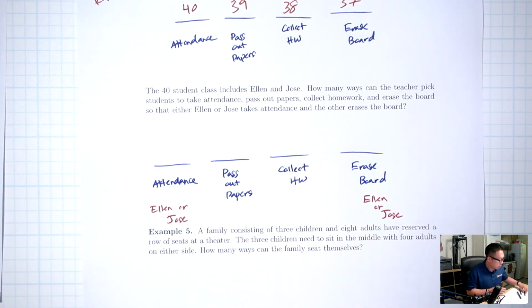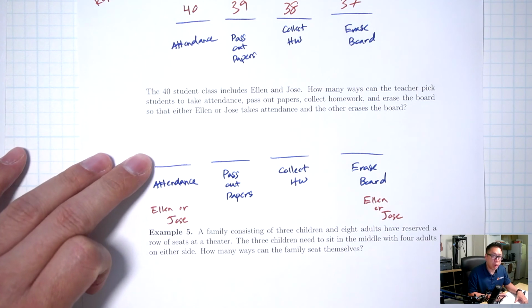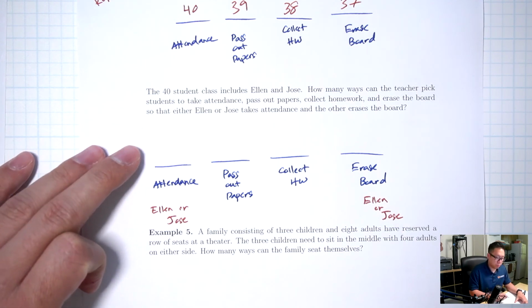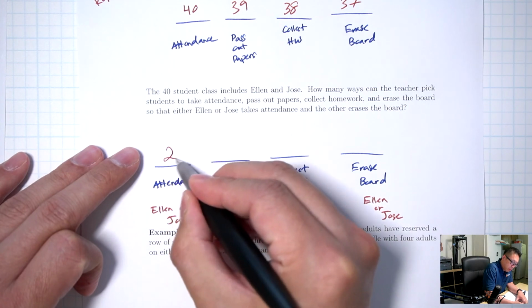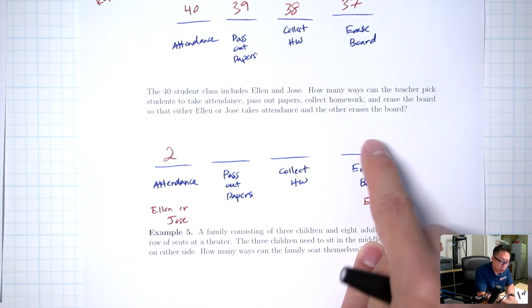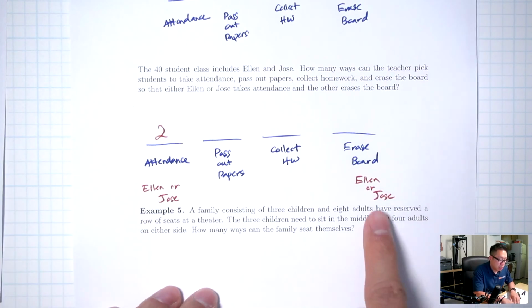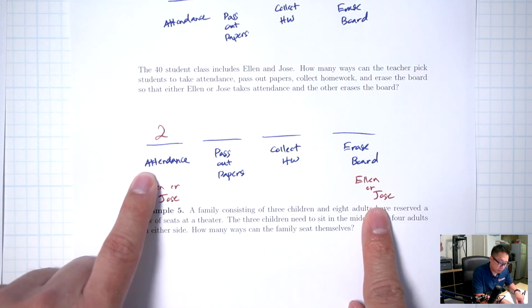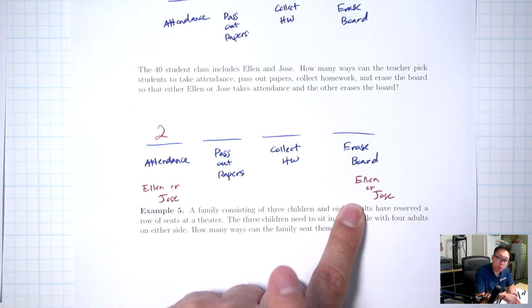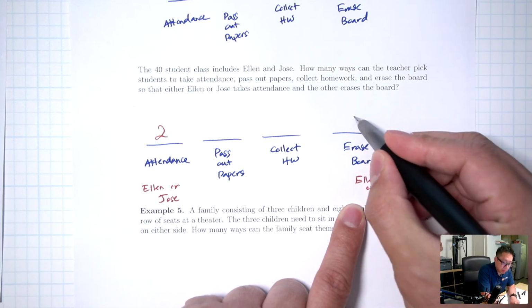Now, whenever you have restrictions like this, my recommendation is to fill in the blanks with the restrictions first. So the first blank, I want Ellen or Jose to take attendance. So how many options do I have? Two. Last blank, I want Ellen or Jose. So you may think it's two, but it's not two. Remember, no repetitions when we're talking about people. Because I already chose Ellen or Jose here, for this last blank, I don't have the full two anymore, right? I have one person in attendance already, which means I'm down to one person left for that last blank.